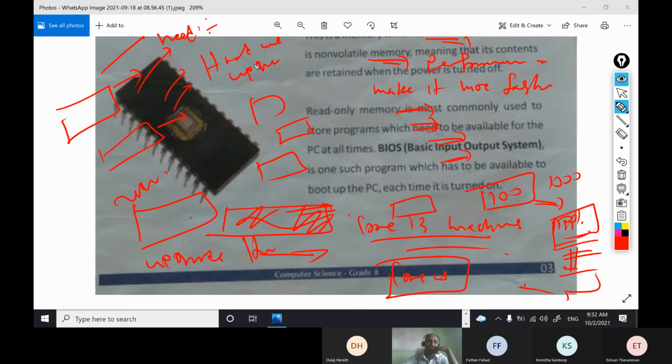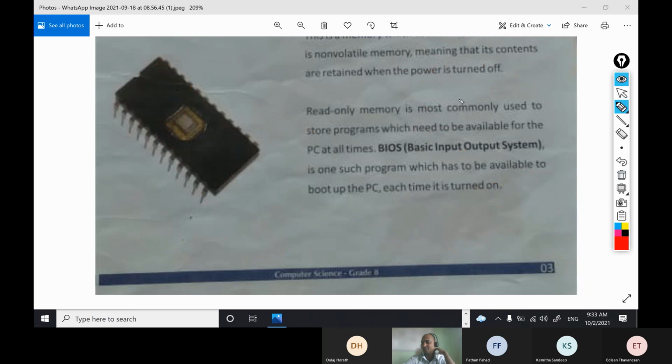Okay, so what do you think? What are the main reasons for hardware upgradation? Performance? Okay. Faster? Okay. Anything else? Sir, new features. Yeah, new features. That's good. Why new features?